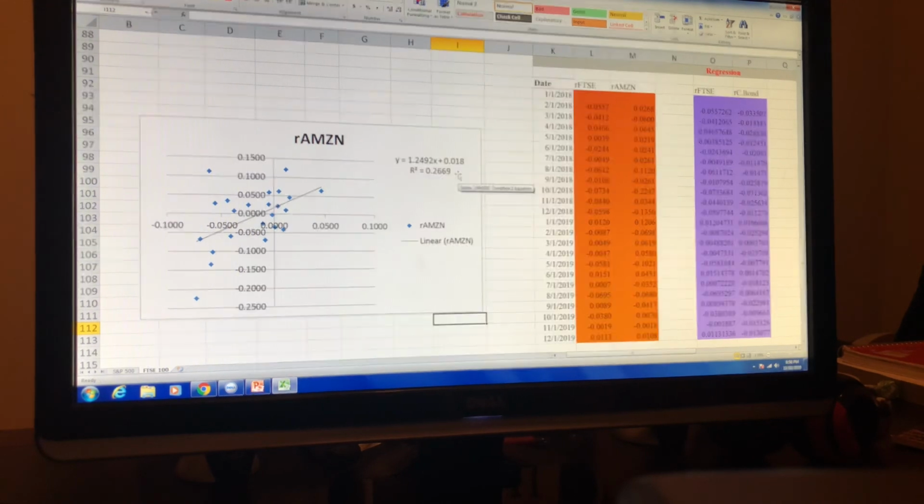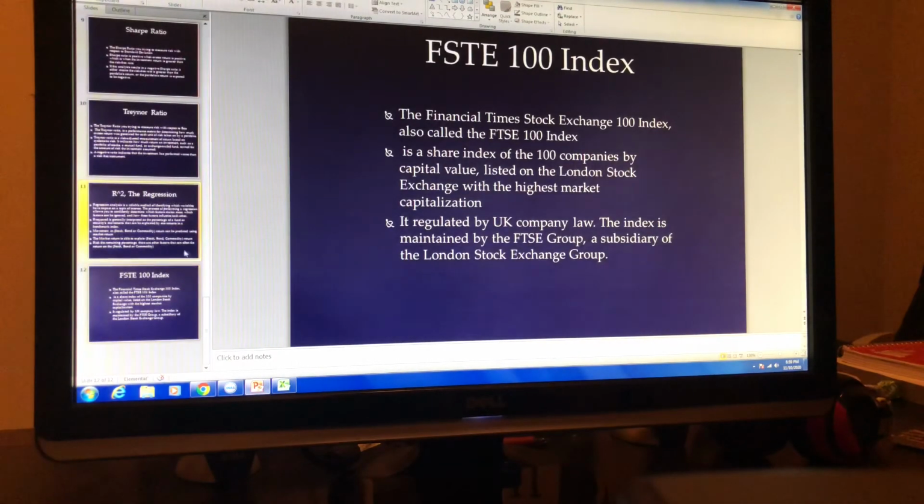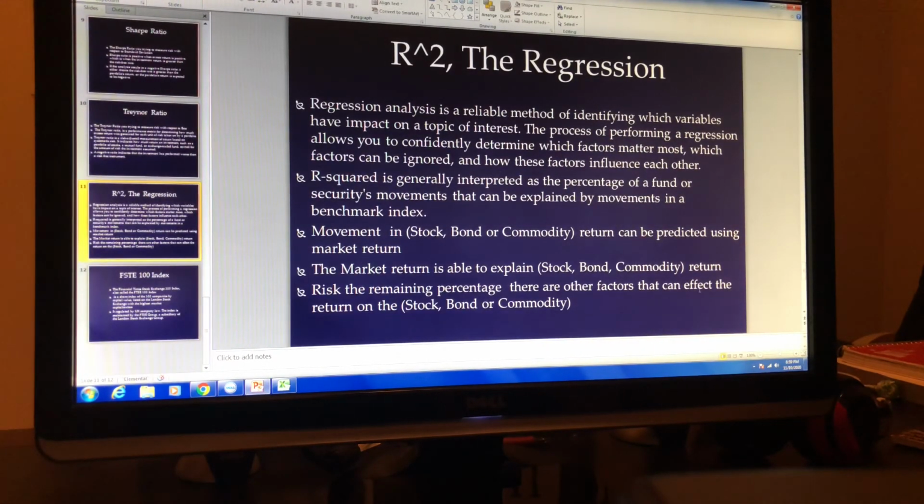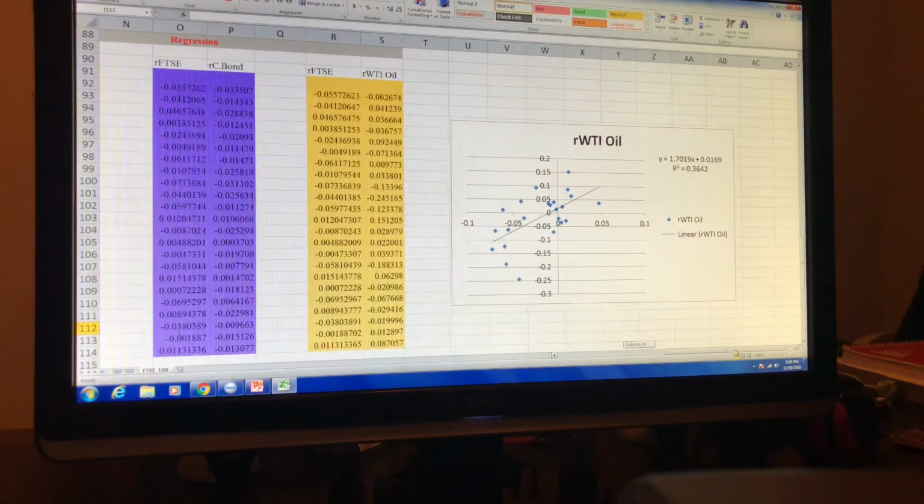So 26% of the time, the return on the FTSE can determine the value of Amazon stock, and then 70% of the time, if we round this to 70%, there are other factors that can affect the return on Amazon stock. As we looked at this, the oil didn't really change. Like I said, a lot of people have invested in oil around the world as a commodity for these 24 months. It didn't really change from the S&P versus the FTSE.